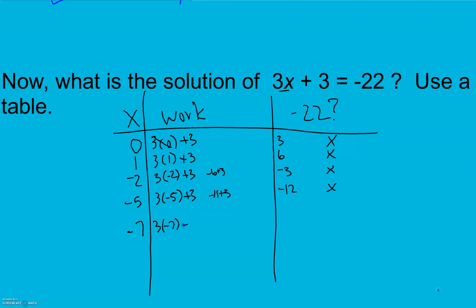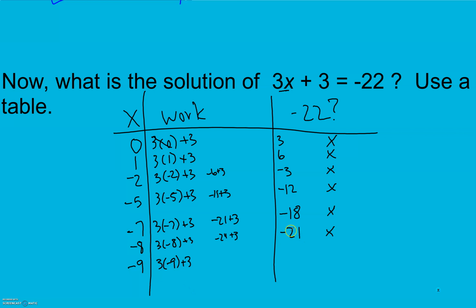3 times -7 plus 3. -21 plus 3 gives me -18. So I'm still not there, but I am getting really close. So let's try -8. 3 times -8 plus 3 gives me -24 plus 3, -21. I'm still too small here. So let's keep going and try -9. 3 times -9 plus 3.